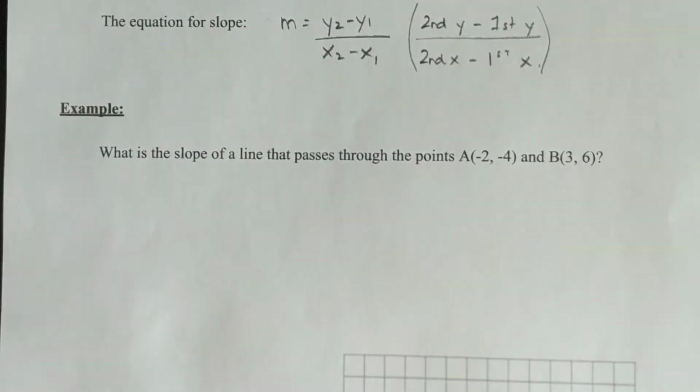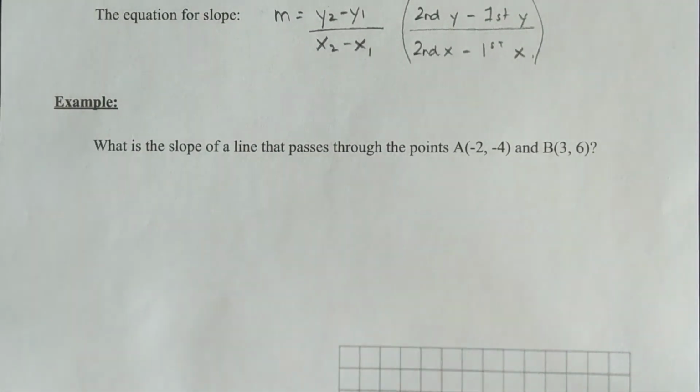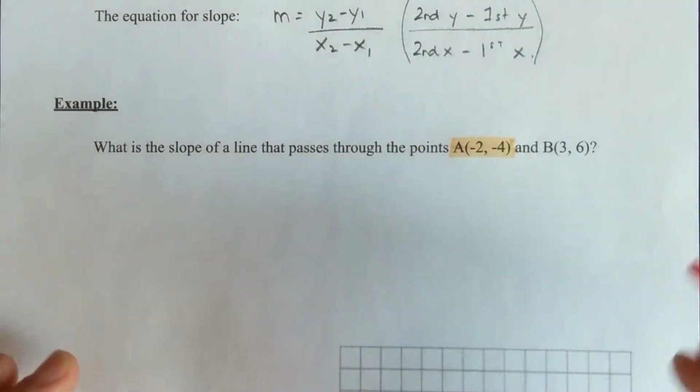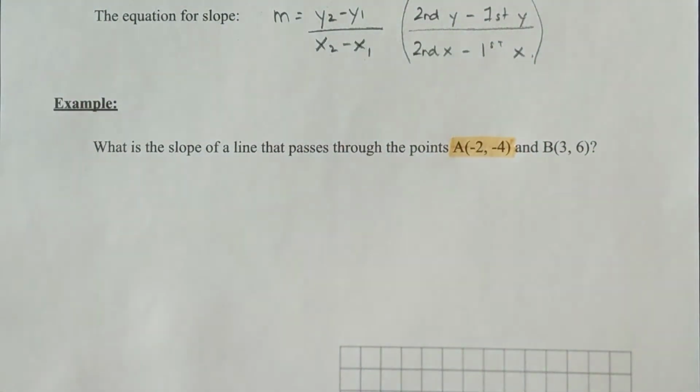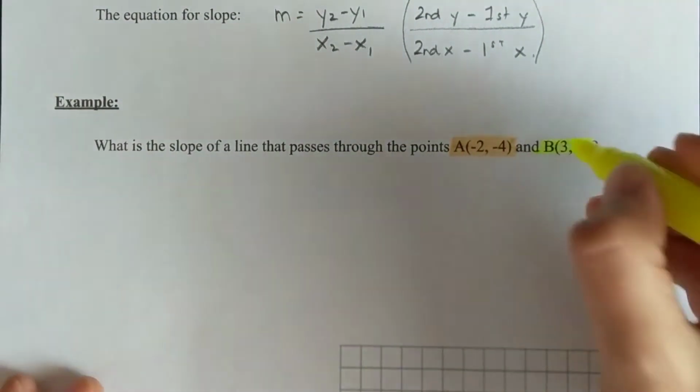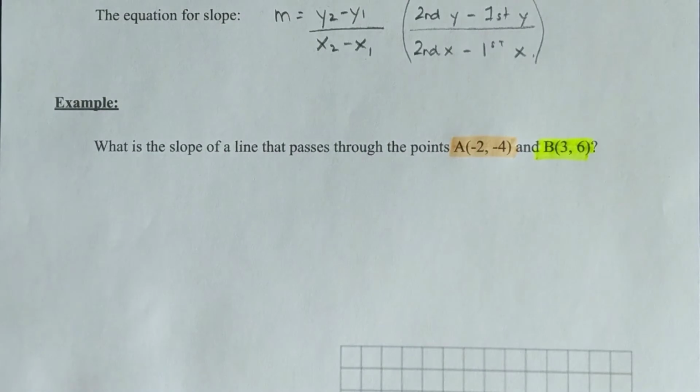So as an example here that we're going to do, we've got a scenario. What is the slope of a line that passes through the points? And I'm going to highlight these so we can pay attention to them. Our first point A is (-2, -4). And our second point B is at (3, 6). And generally, the order of the letters is the same order that the points are going in, so that helps to keep it straight.